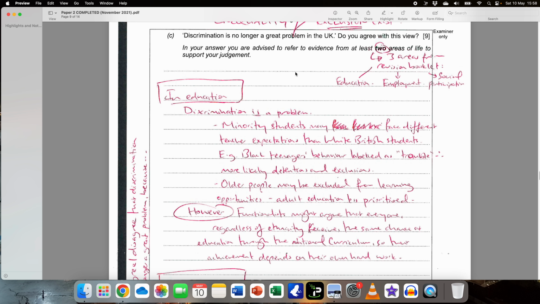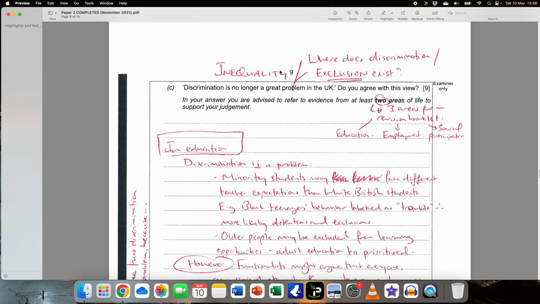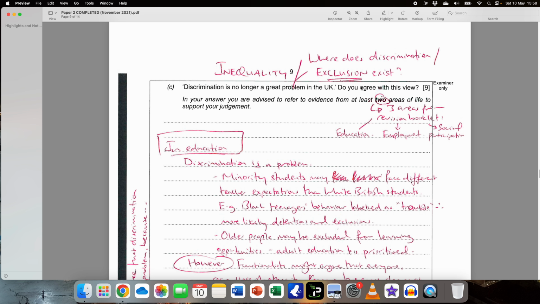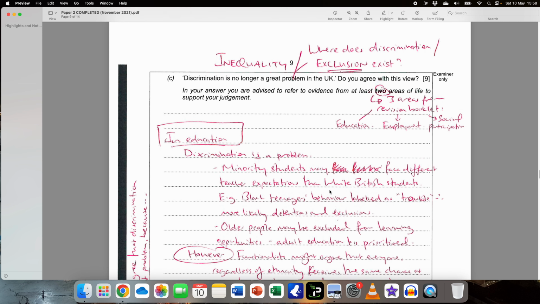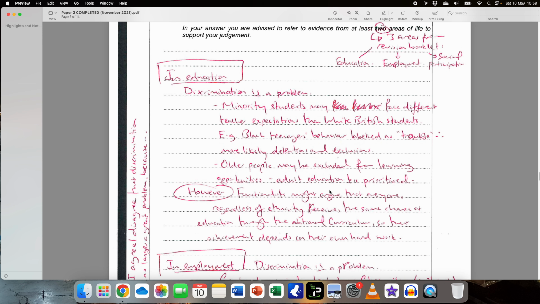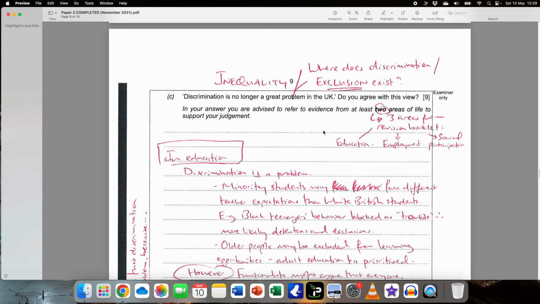So, third 9 marker. Discrimination is no longer a problem in the UK. So what you've got to talk about is, where does discrimination exist? But then give the other side. However, what stops discrimination from happening? So, discrimination is no longer a problem in the UK. Do you agree with this view? So you have to give a conclusion with your own view.